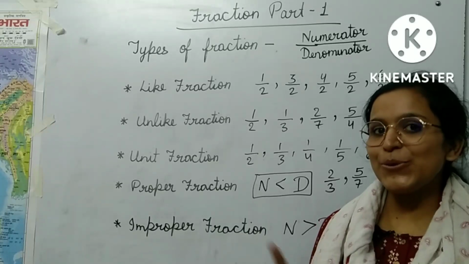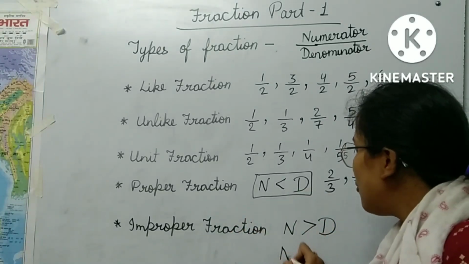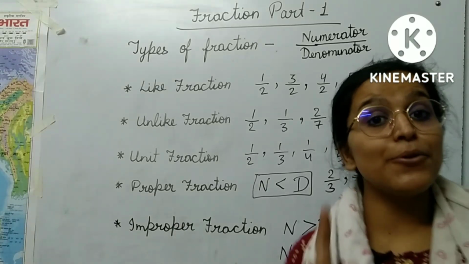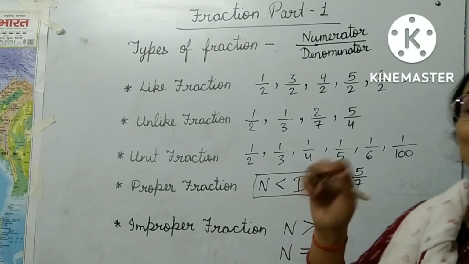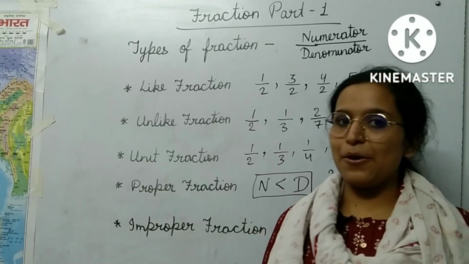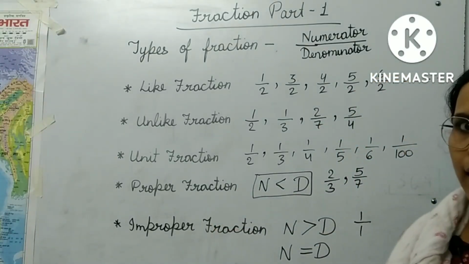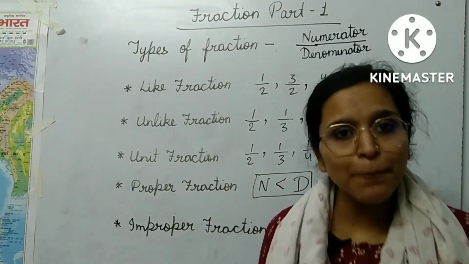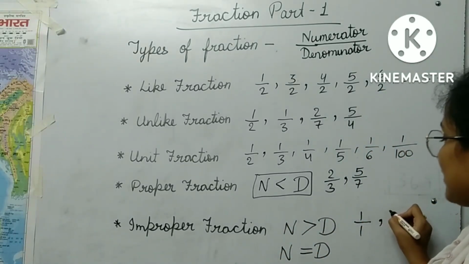But the story doesn't end here, my dear. The numerator may also be equal to the denominator. Note it down: the numerator can be greater than or equal to the denominator. So you may be asked, what is 1 by 1? Is it a proper fraction or an improper fraction? Improper. Easy.